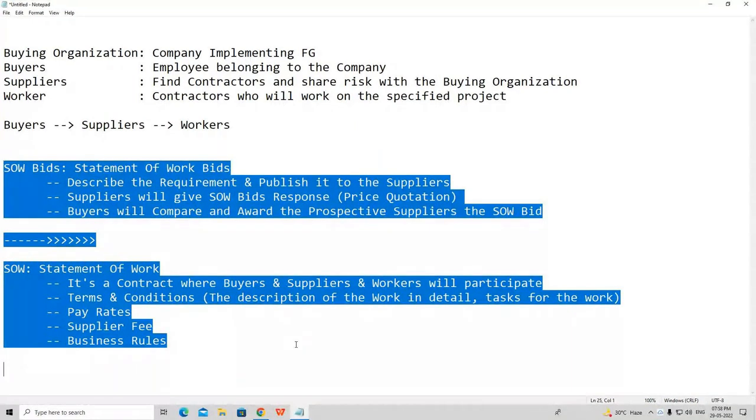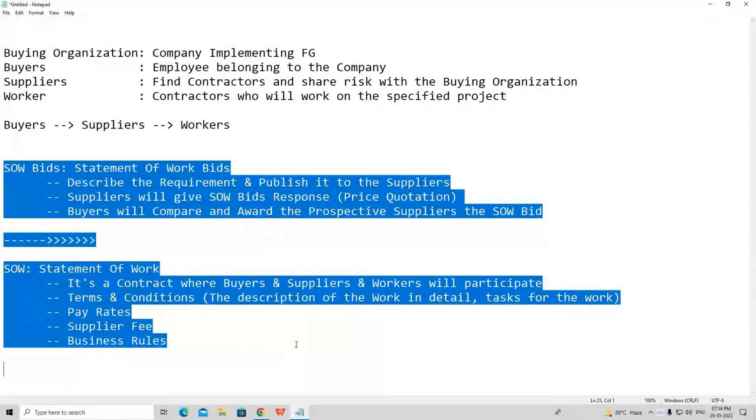And specifically, why would I do this? SOW bids I will be using very little of the time, so why would I enhance Ariba for that? Yeah, so keep this in your mind. Now, this is what we have been talking about: SOW bids.